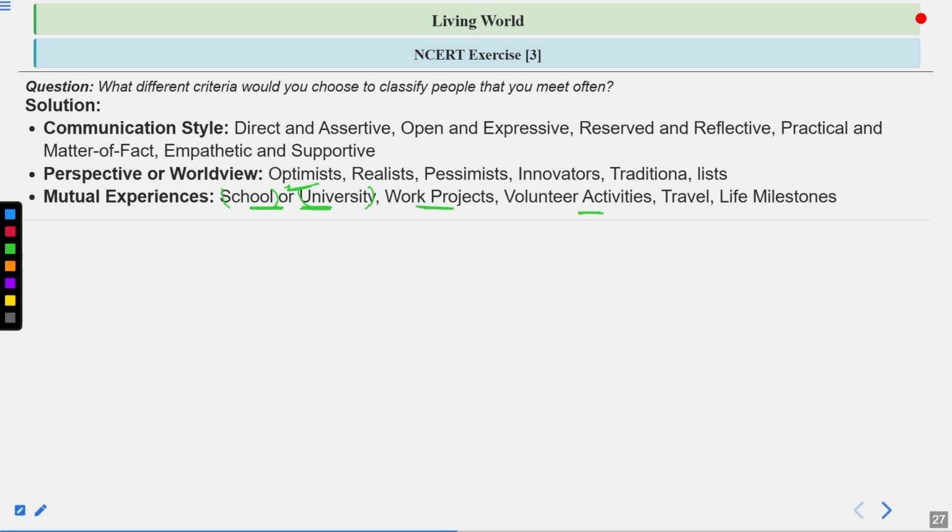Then volunteer activities, travel, life milestones, these also are included under the mutual experiences. Means the people at university, people working on the same project, obviously they will have similar kind of experiences. So you bond with them.